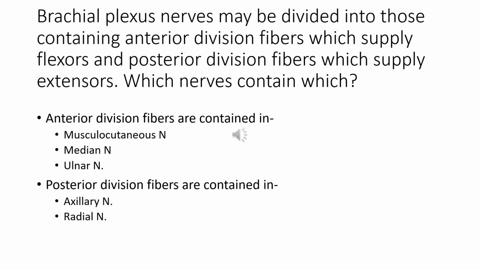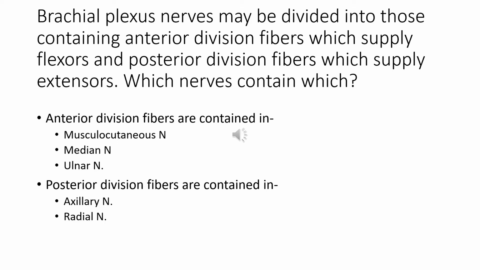Brachial plexus nerves may be divided into those containing anterior division fibers, which supply flexors, and posterior division fibers, which supply extensors. Which nerves contain which? Anterior division fibers are contained in musculocutaneous nerve, median nerve, and ulnar nerve. Posterior division fibers are contained in axillary nerve and radial nerve.